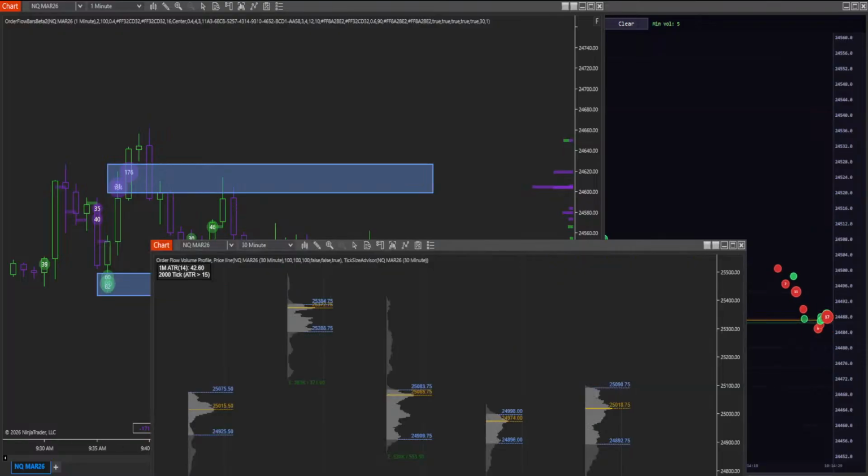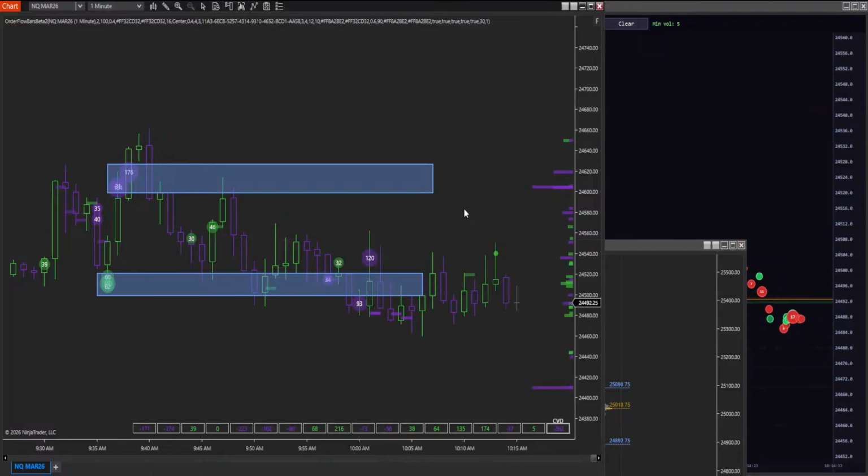Let's check the ATR real quick. ATR is 42. Is that correct? Yes. Oh wow. This is some big movement today. Doesn't seem like it, but this consolidation has some big moves.